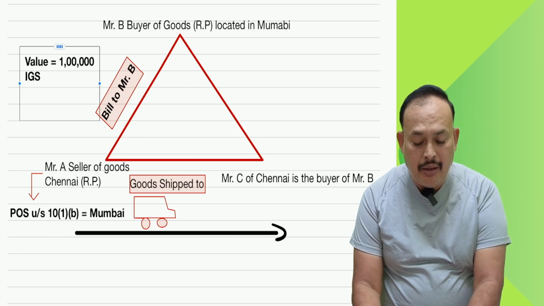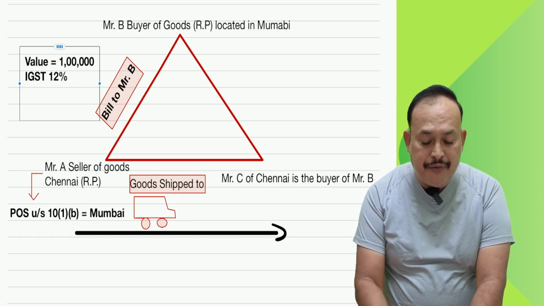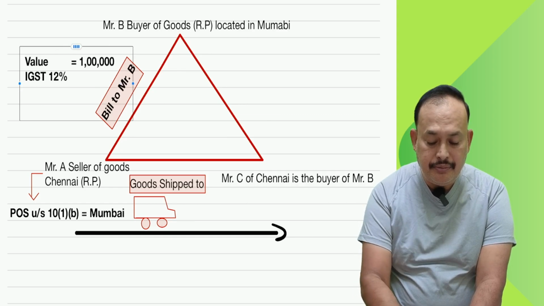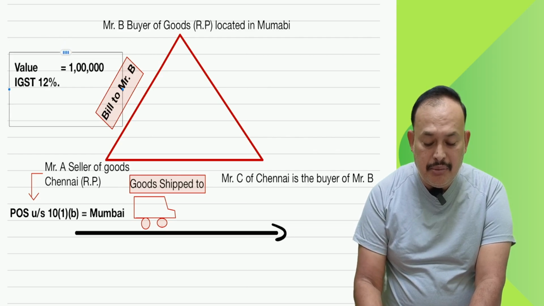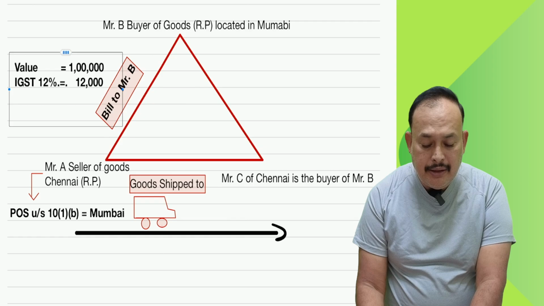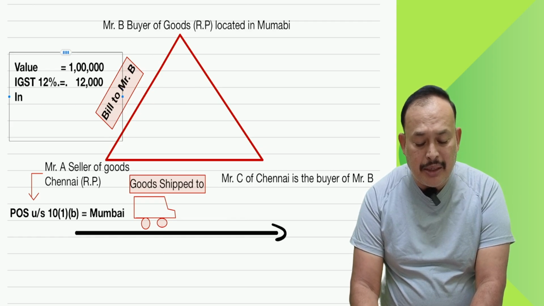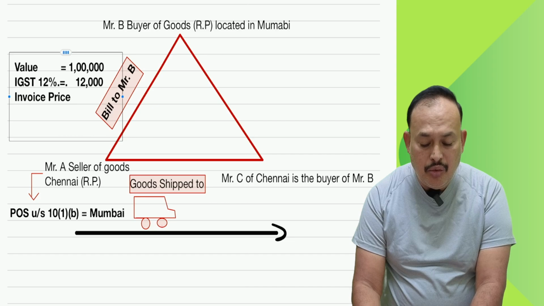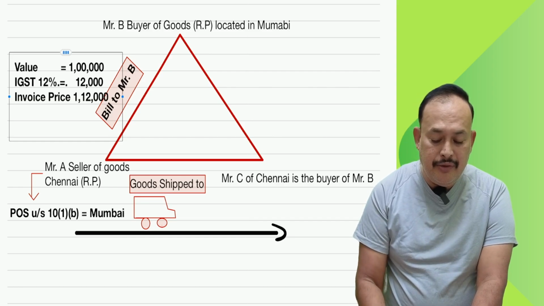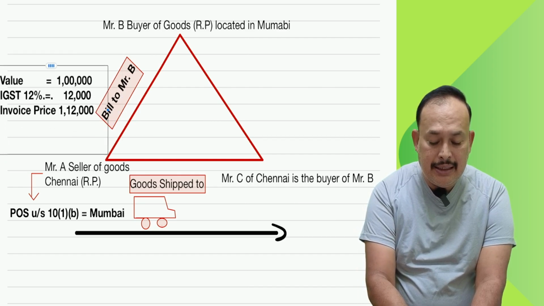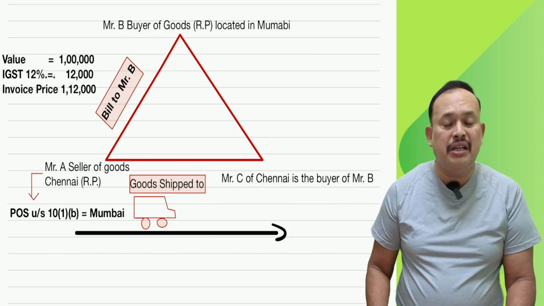Here, IGST, for example 12%. If 12% is the IGST, then in the invoice the seller will charge 12,000 as IGST, and the invoice price is 1,12,000. This is the way you can easily identify the invoice issued by Mr. A to B.